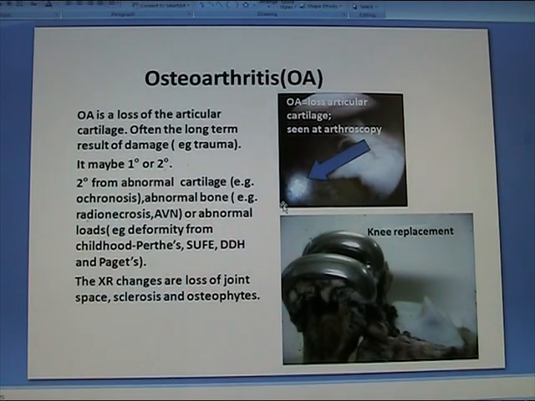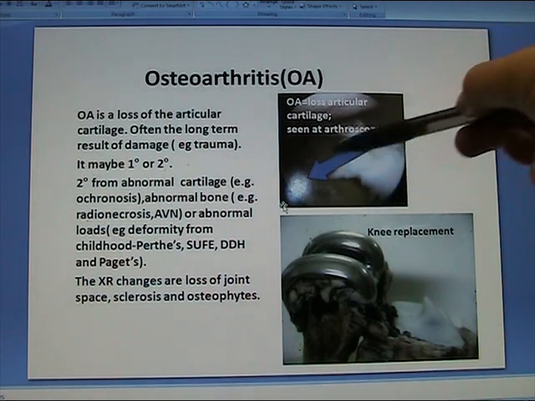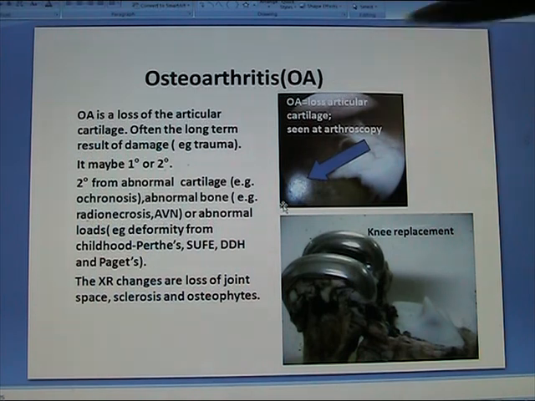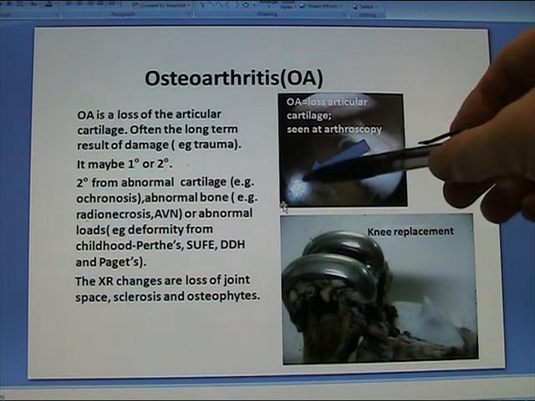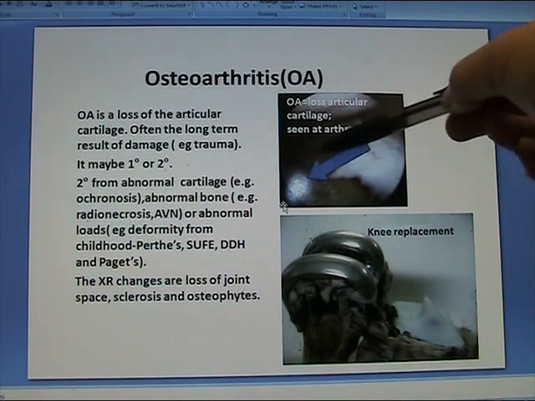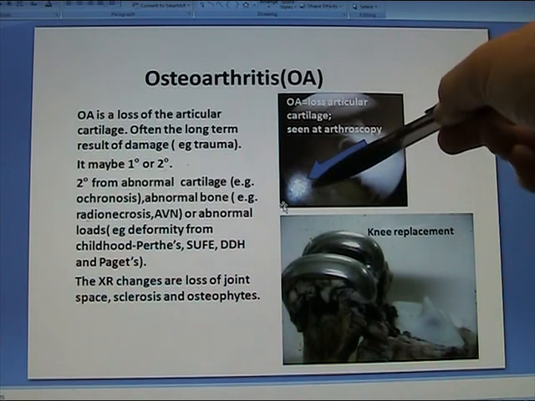Osteoarthritis, those other 5 types probably all eventually lead to osteoarthritis, although it's a little controversial. So osteoarthritis, primary or secondary. Osteoarthritis is simply a loss of the articular cartilage. You don't need big fancy definitions. Come into the operating room, see me do an arthroscopy, and I'll show you the loss of the articular cartilage to the bare bone. This is arthritis.